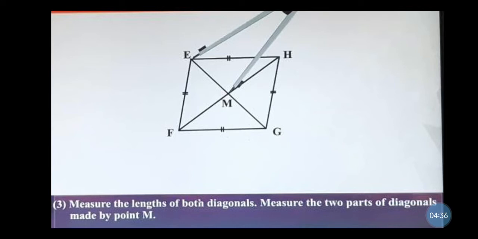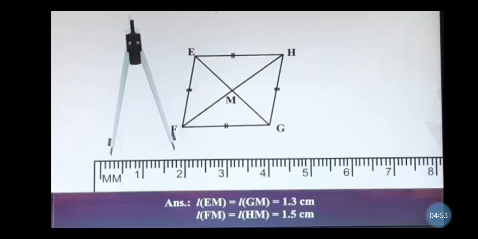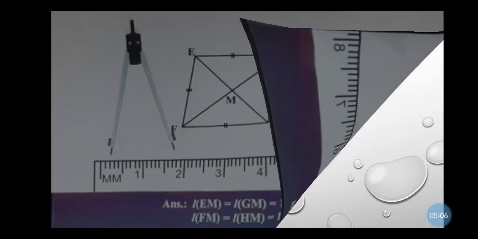Third one, measure the lengths of both diagonals. Measure the two parts of diagonals made by point M. So we will be measuring the diagonals, that is EM, MH, MG and MF. So when you measure them, we will get this conclusion as the answer. Length EM is equal to length GM, that is 1.3 centimeters, and length FM is equal to length HM, that is 1.5 centimeters.